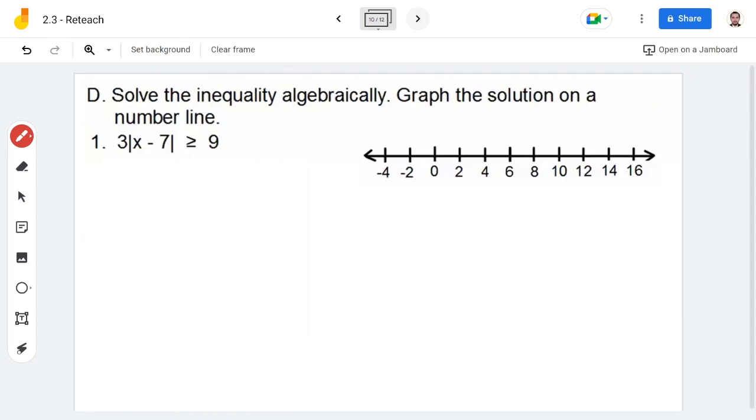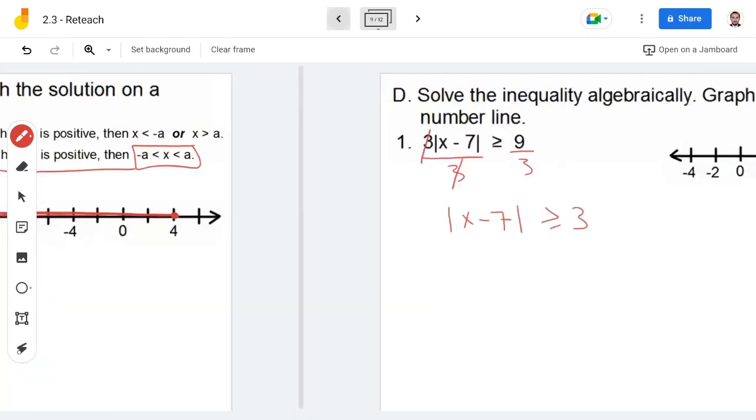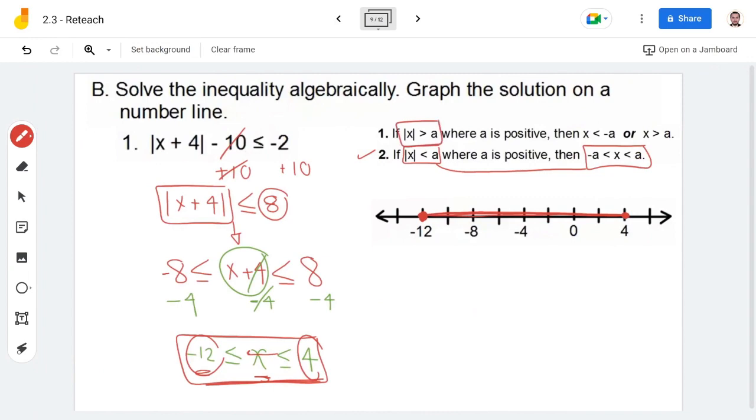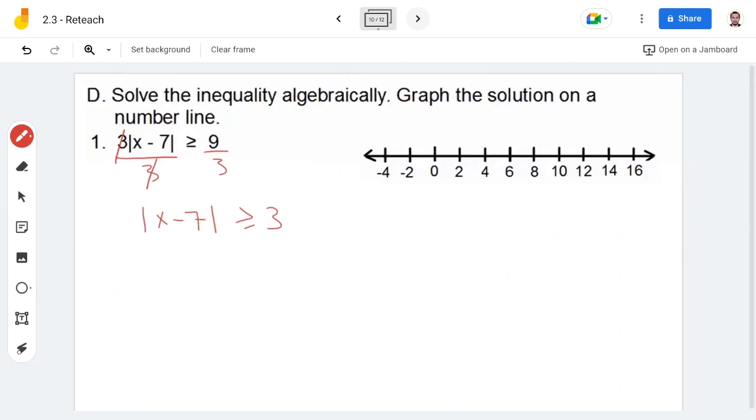Last example, let's take this one. As you can see here, we have no adding or subtracting, we have to divide. So we divide by 3, we cancel this, then the absolute value of x minus 7 is greater than or equal to 9 over 3, which is equal to 3. Now we are following this situation, which is my function greater. So I should have this one, x minus 7, and here x minus 7.